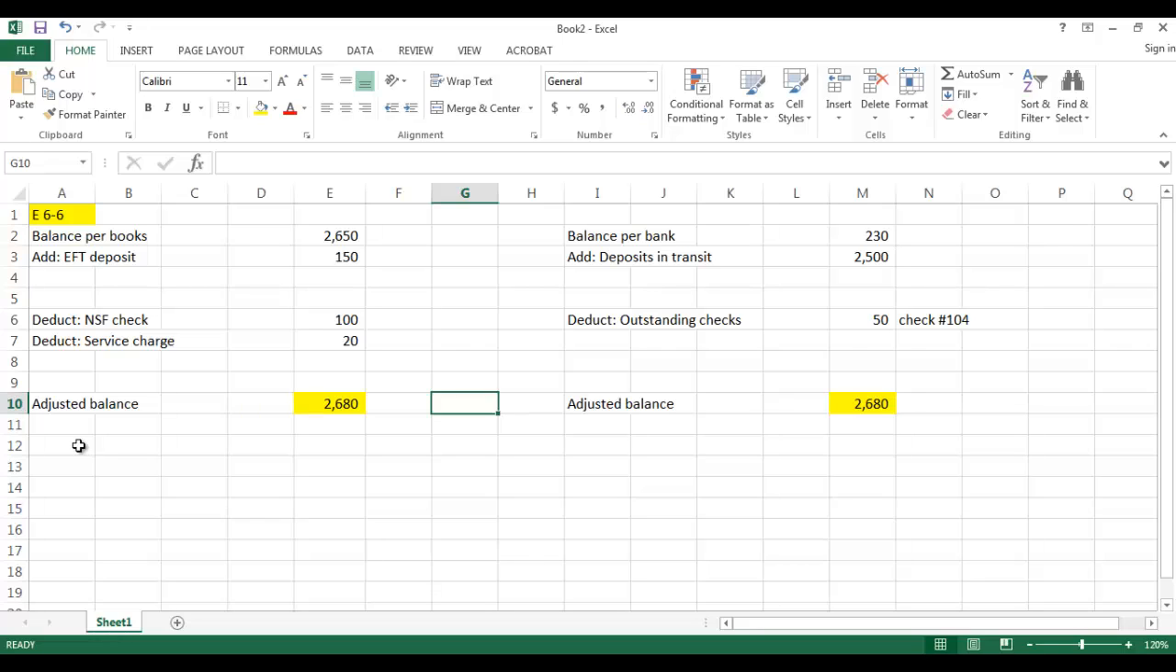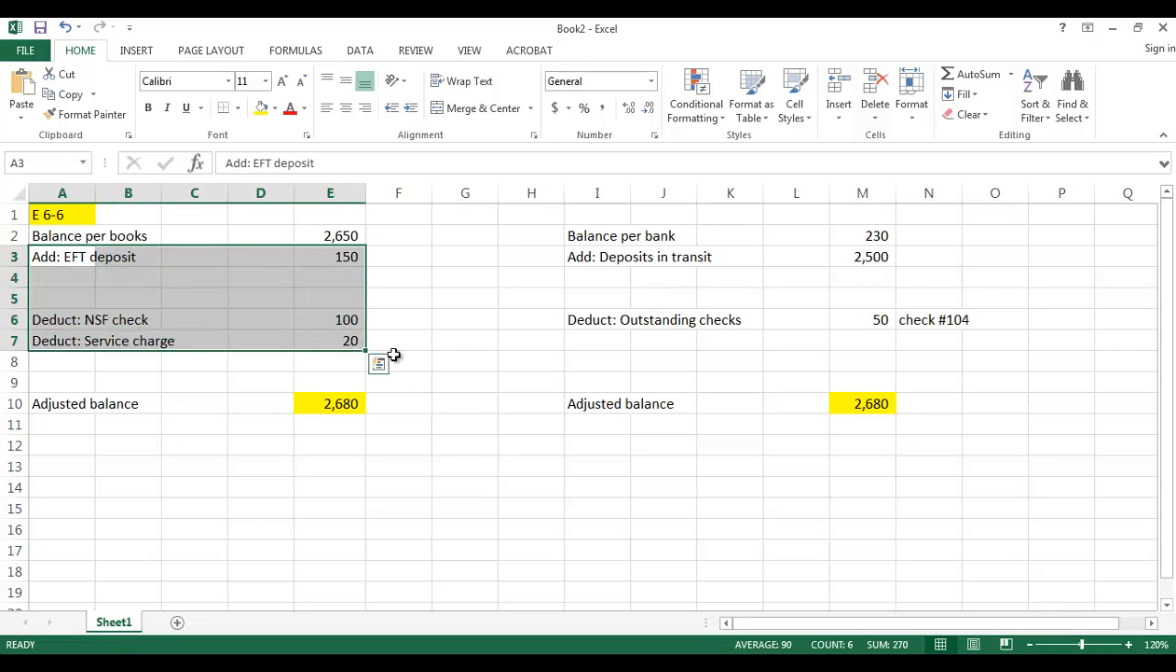So the second part of 6.6 asks us to give any journal entries that should be made as a result of the bank reconciliation. Well, as we read in chapter 6 and thought about logically, the only items that need journal entries are those items that are adjustments to our book balance. So in this case, it's going to be the EFT deposit, the NSF check, and the service charge.